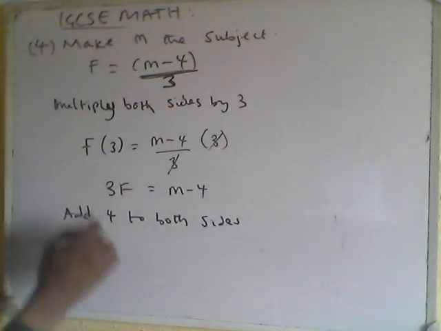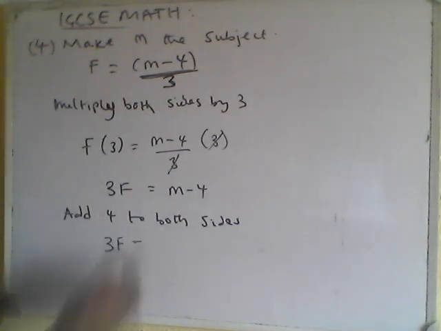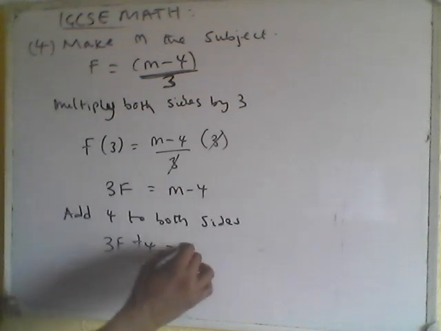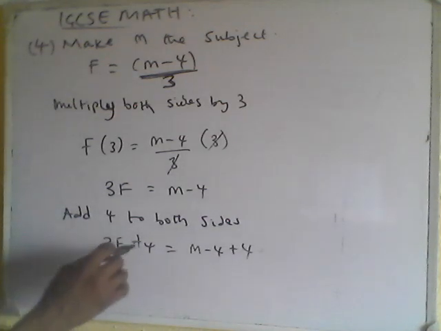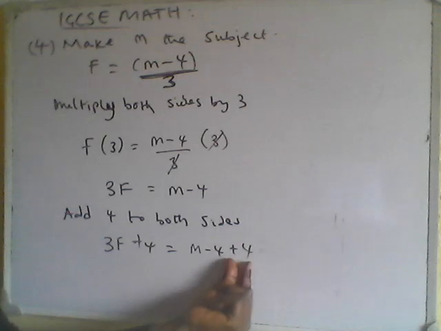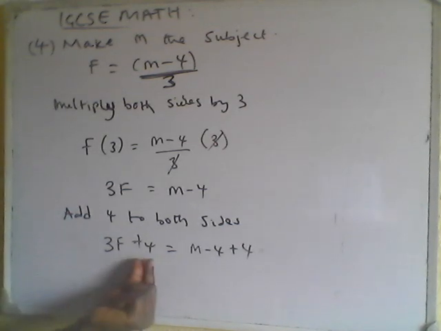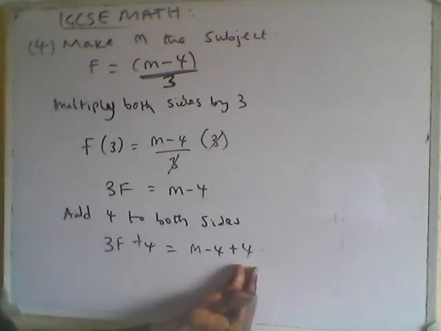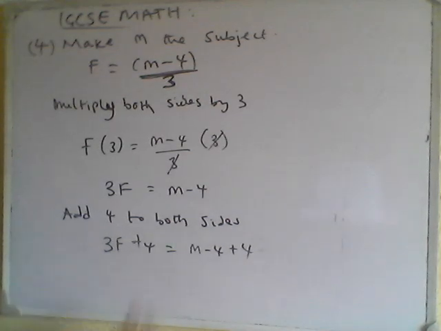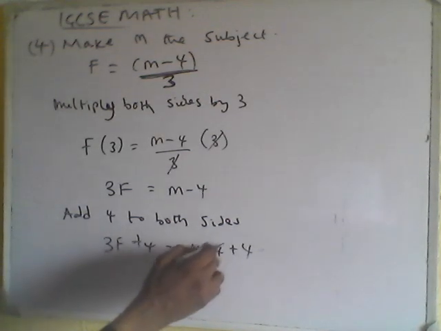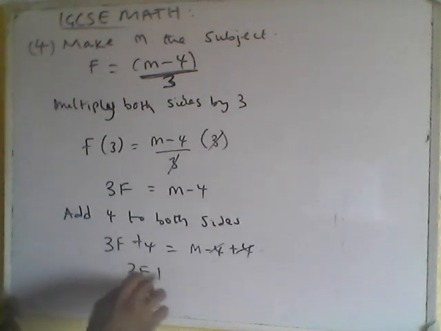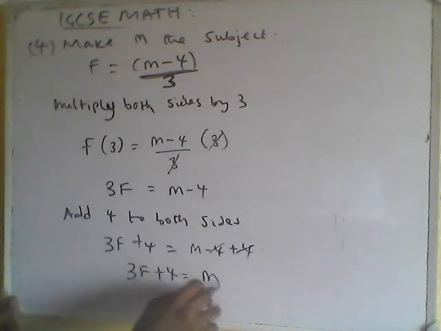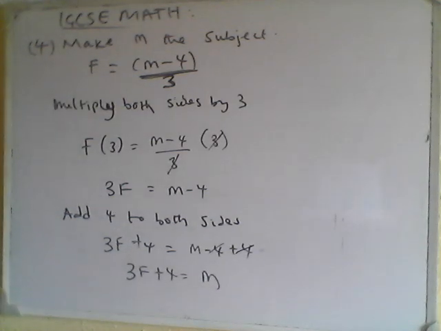So on this side of the equation, I have 3f, I'm adding 4, plus 4. And on this side of the equation, I'll write this one, m minus 4, then I'll add 4. You see? Look at what I'm adding. I'm adding 4 here, I'm adding 4 here. So the same thing. I will not add 4 here and add 3 here. You are doing the same on both sides. So for this one now, minus 4 and plus 4 becomes 0. So I have 3f plus 4 is equal to m. So m is standing alone. That is subject of the formula.